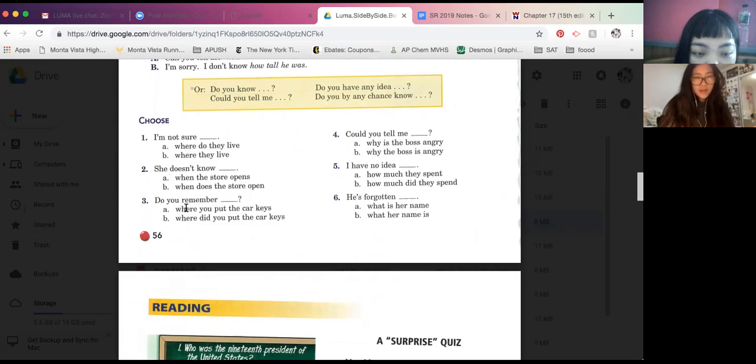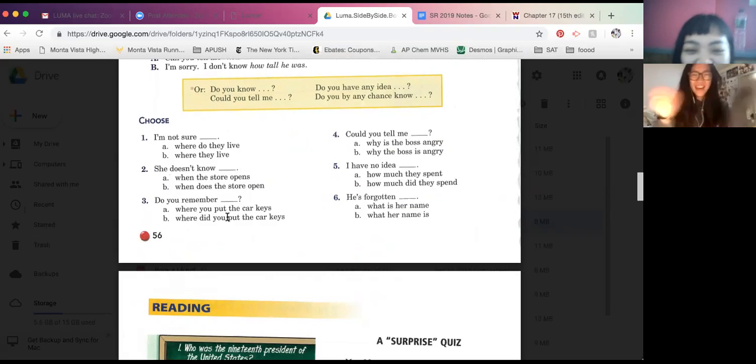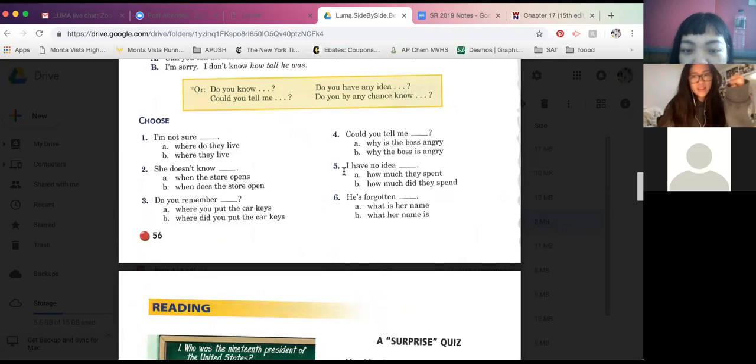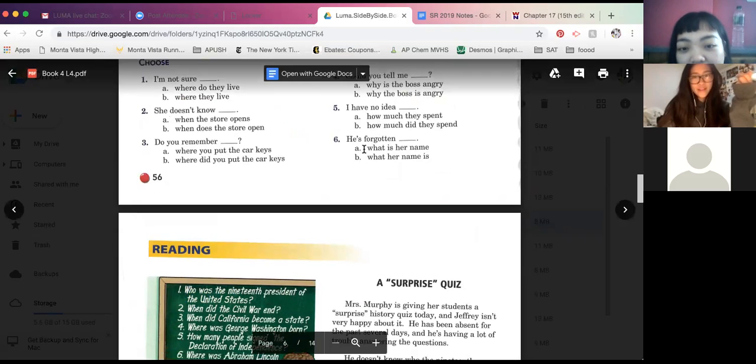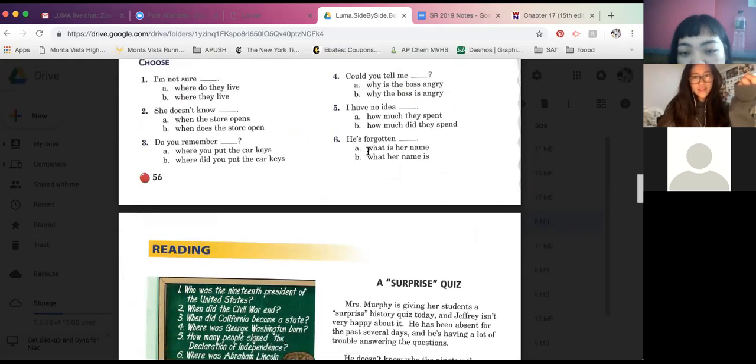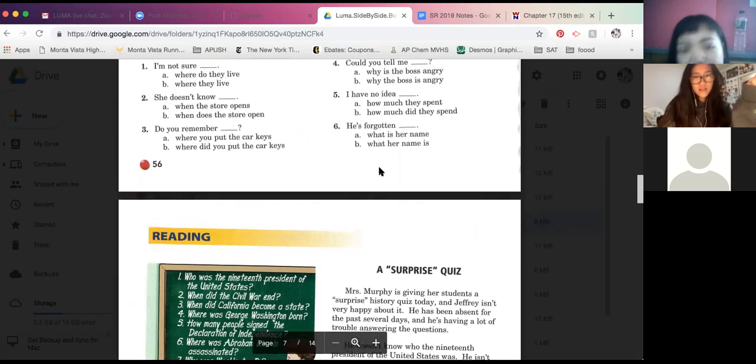Number 3. Do you remember where you put the car keys? I think number 3 is actually A, like the embedded question structure. I'm exhausted. My eyes are blurry. Sorry. It's okay. Okay, and number 4, could you tell me why the boss is angry? Good. Number 5, I have no idea how much they spent. And number 6 is he's forgotten what her name is.